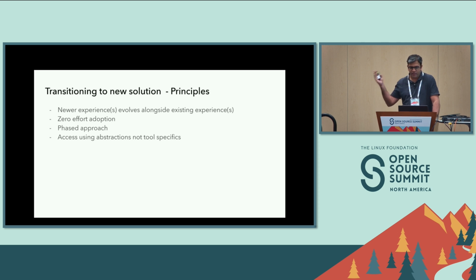So transitioning to the new solution, how do we transition them? Newer experiences evolve side by side with the existing ones, which means we don't just simply throw away the existing stuff. We have to build this experience and slowly transition the developers away. We don't want to force developers to adopt this new solution. It has to be a lot smoother and zero effort, which means all your dashboards and alerts are also available on this new system.